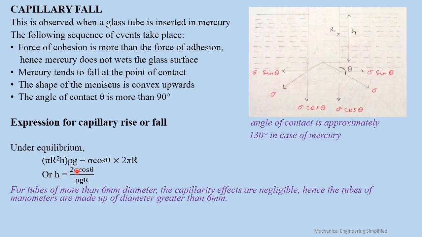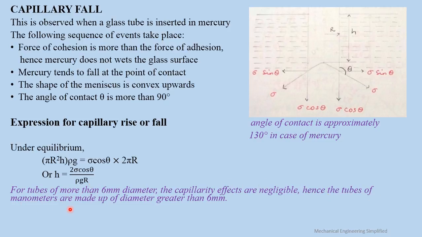This gives h equal to 2 sigma cos theta upon rho g r, or this can also be changed in terms of d, taking r equal to d by 2. So in this case we see that h is inversely proportional to r, or inversely proportional to the diameter. So when r or d is very small, h will be very large, and when r or d increases, h will keep on reducing. So for tubes of more than 6 mm diameter, the capillarity effects are negligible. Means when r becomes more than 3 mm, or the diameter becomes more than 6 mm, then h becomes very small.